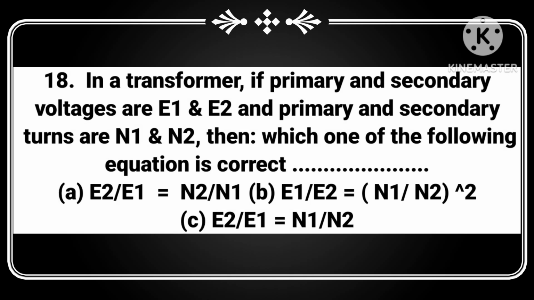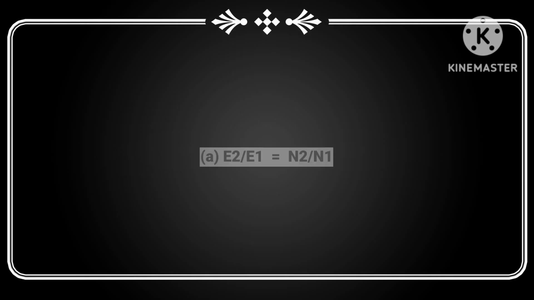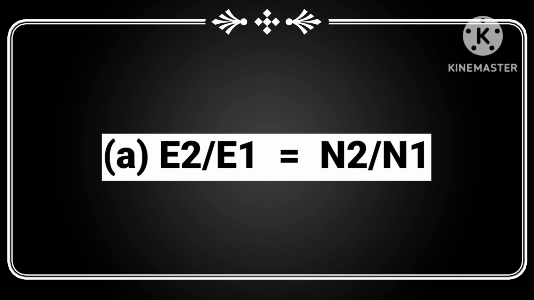In a transformer, if primary and secondary voltages are E1 and E2 and primary and secondary turns are N1 and N2, then which of the following equation is correct? A. E2 upon E1 equal to N2 upon N1. B. E1 upon E2 equal to N1 upon N2 whole square. C. E2 upon E1 equal to N1 upon N2. Correct answer is E2 upon E1 equal to N2 upon N1.